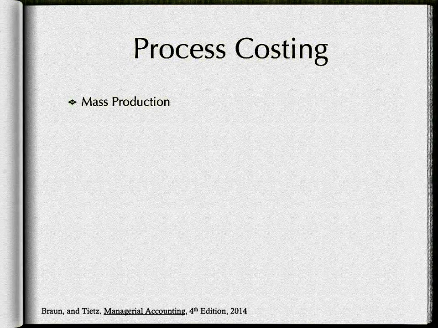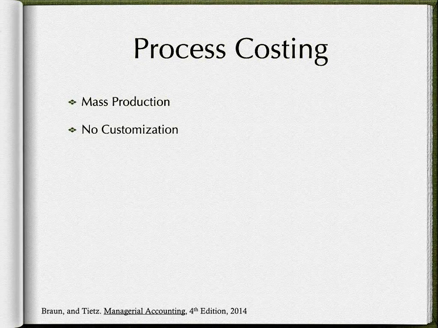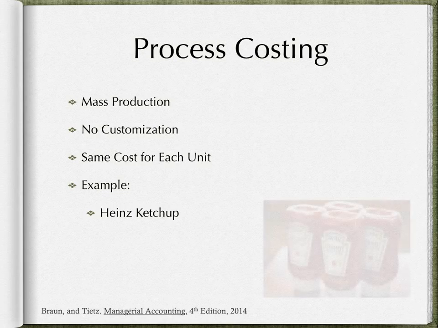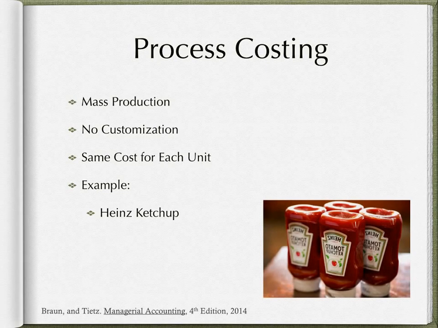To put it in simpler terms, companies that produce the same product over and over again without any deviation or customization will use this costing system. Take Heinz ketchup, for example. Every bottle of ketchup they produce is the same, so in theory it would cost the same to manufacture each bottle. Because of this, Heinz would use process costing to find the cost of producing one unit.